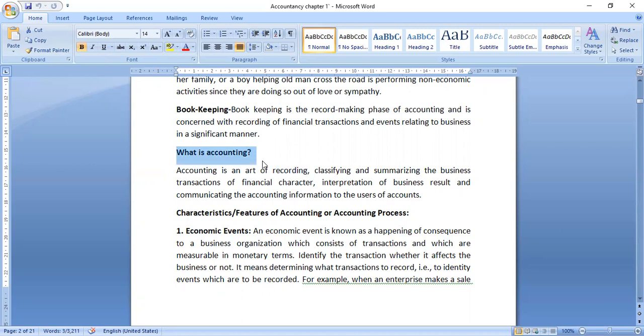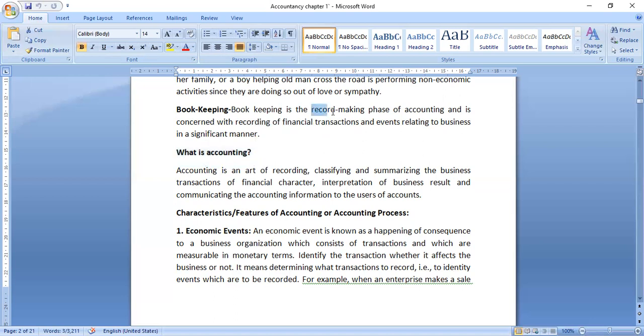So, what is accounting actually? As I told you, in bookkeeping, we have to record the transaction. But just recording of transactions does not give the picture whether we are in profit or loss. That is told by accounting. Accounting is a wider term than bookkeeping. Accounting includes bookkeeping.